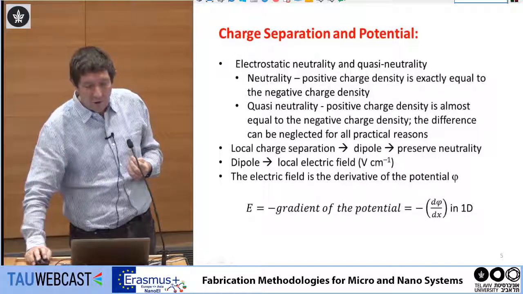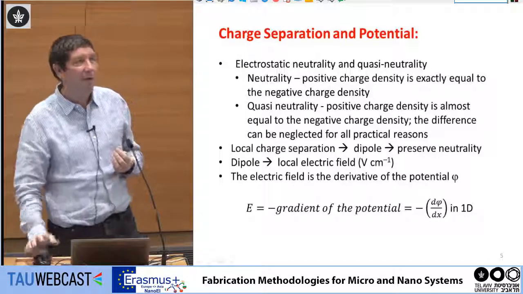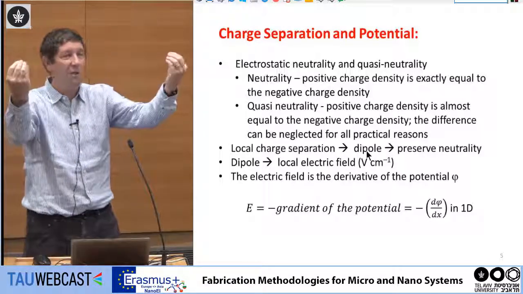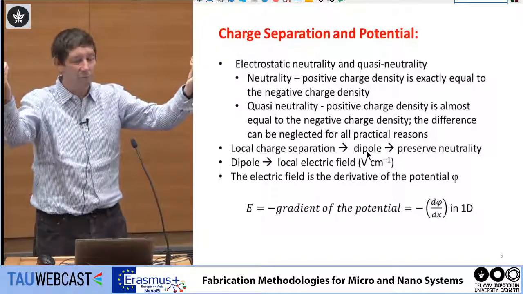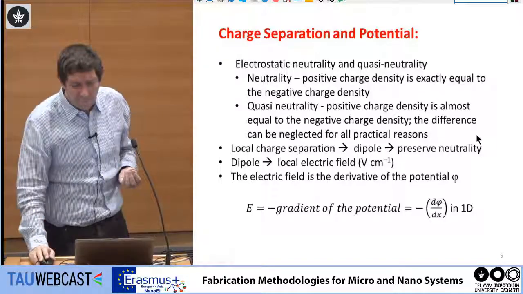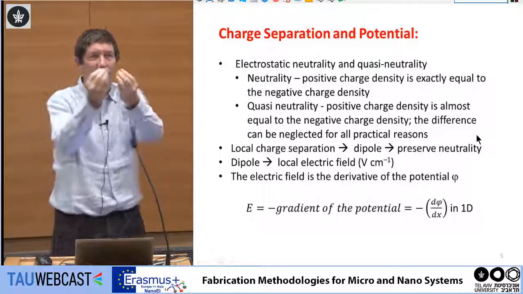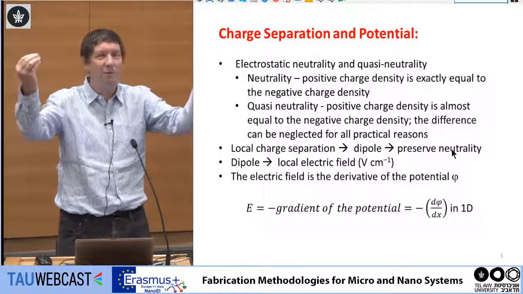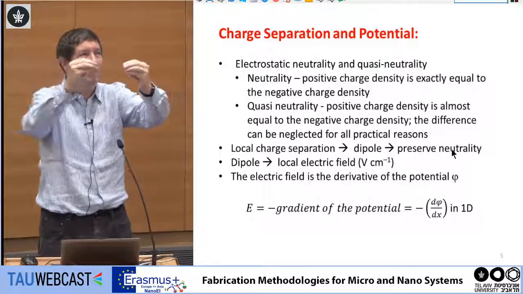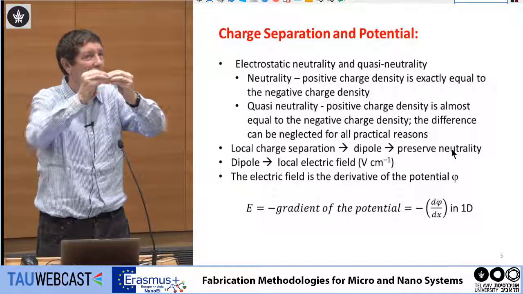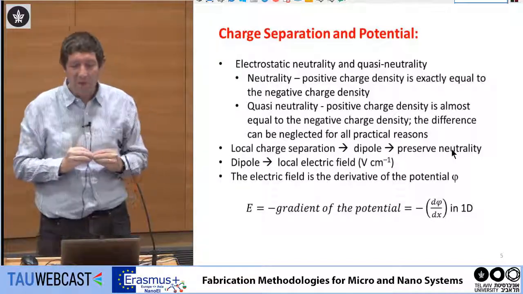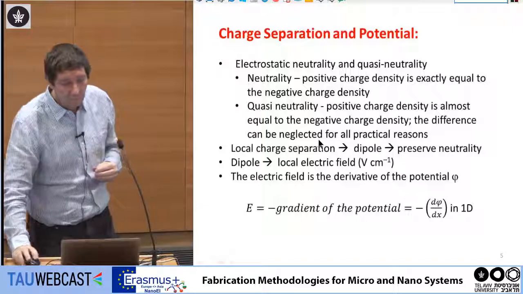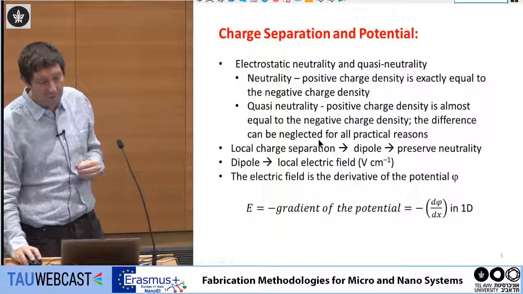The local charge separation generates a dipole. Anytime I have a positive charge and a negative charge, between them there is a dipole. And the dipole preserves neutrality, because if I want to separate them, there is a force between them making them move back together. So the dipole is the driving force for neutrality. And the dipole generates a local electric field.